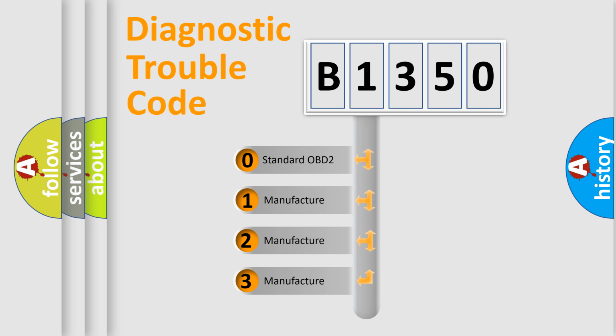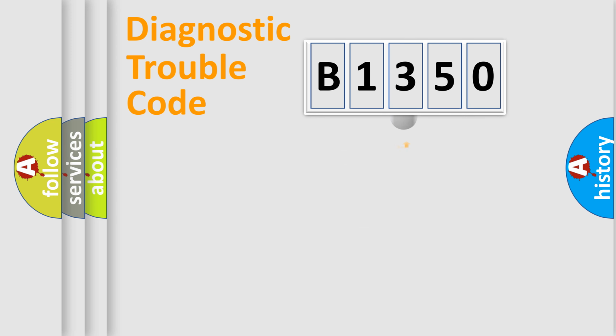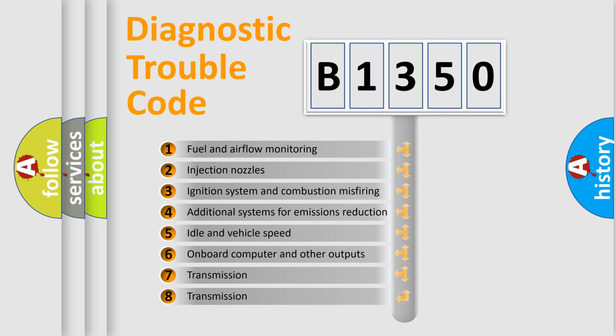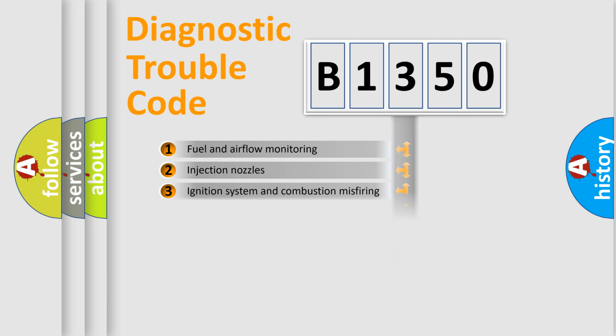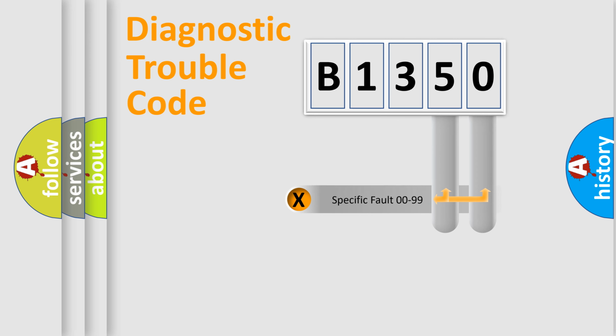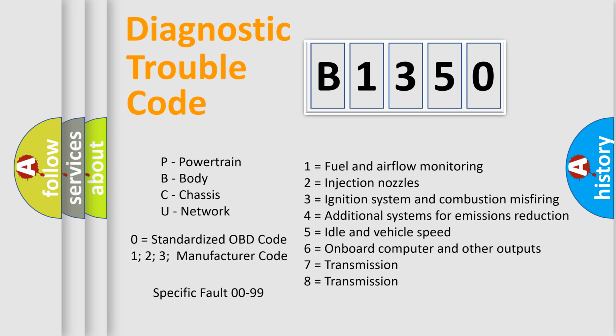If the second character is expressed as 0, it is a standardized error. In the case of numbers 1, 2, 3, it is a more specific, car-manufacturer expression of the error. The third character specifies a subset of errors. The distribution shown is valid only for the standardized DTC code. Only the last two characters define the specific fault of the group. Let's not forget that such a division is valid only if the second character of the code is expressed by the number 0.